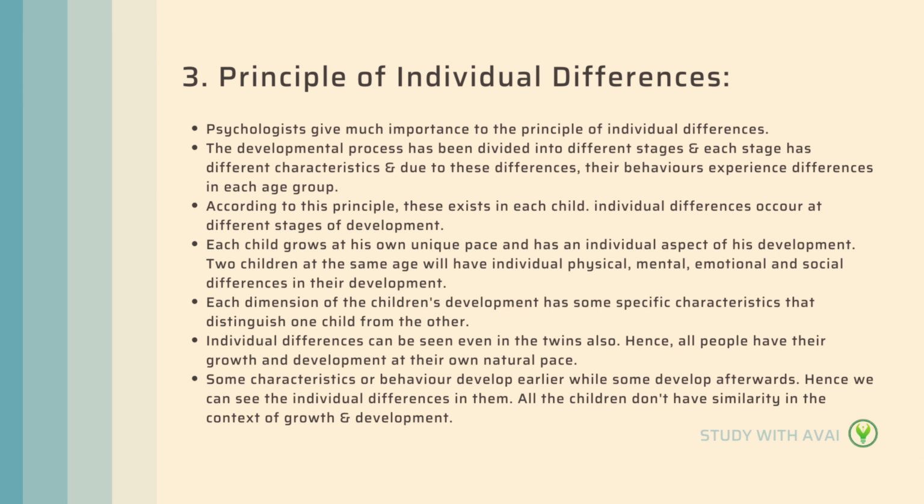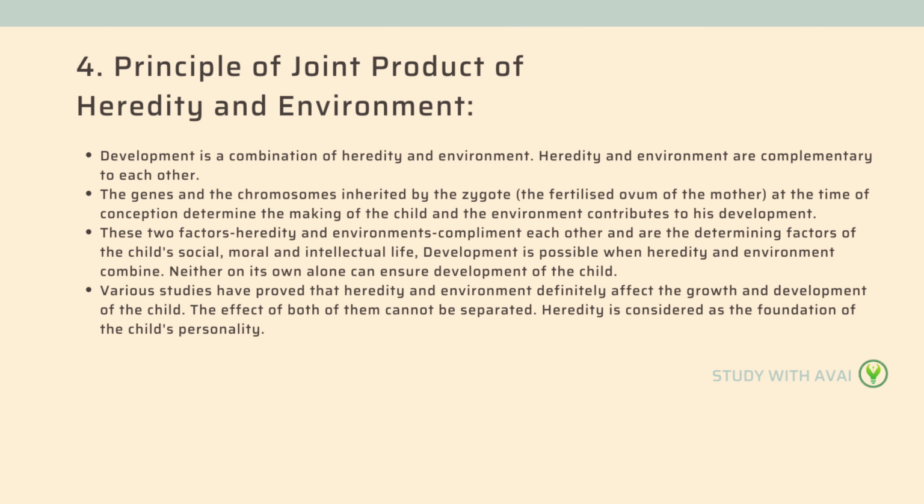4. Principle of joint product of heredity and environment. Development is a combination of heredity and environment. Heredity and environment are complementary to each other. The genes and the chromosomes inherited by the zygote, the fertilized ovum of the mother, at the time of conception determine the making of the child, and the environment contributes to his development. These two factors, heredity and environment, complement each other and are the determining factors of the child's social, moral and intellectual life. Development is possible when heredity and environment combine.